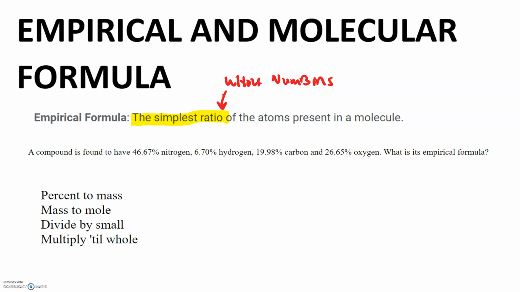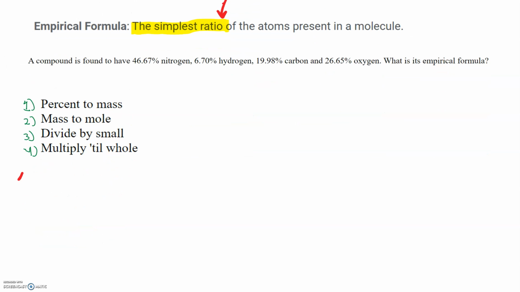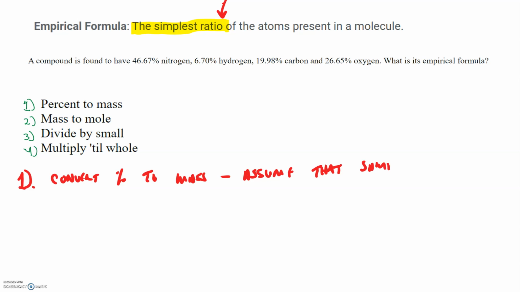So we're going to break this down into 4 steps. 1, percent to mass. 2, mass to mole. 3, divide by small. 4, multiply till whole. Here's what that means. Our first step is we're going to convert percent to mass. And it's really easy to do because we're just going to assume that our sample is exactly 100 grams. When you do that, all of these percentages stop being percentages and they become masses.